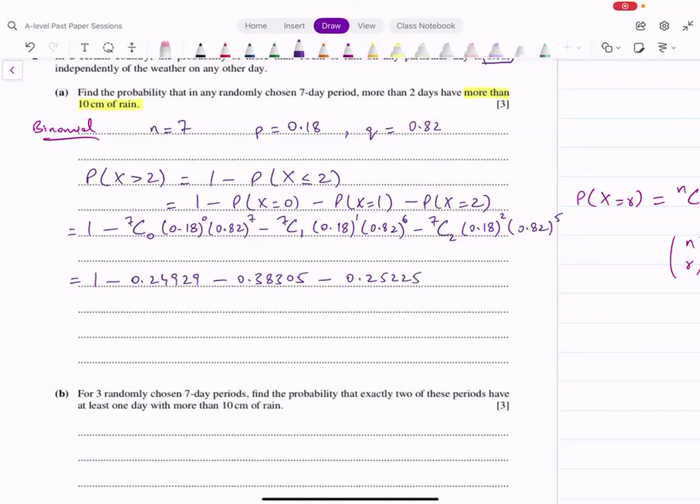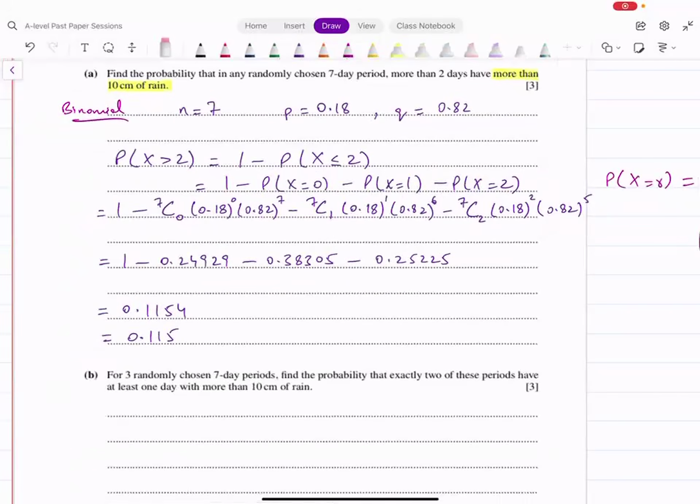0.25225. Evaluate this now, you get your result: 1 minus 0.24929 minus 0.38305 minus 0.25225, and that gives me 0.1154, which when we round it off, it becomes 0.115. You can leave it like this, and that's also going to be fine. आप ज़्यादा accurate कर सकते हो, and that's going to be okay. All right, so that's the result.